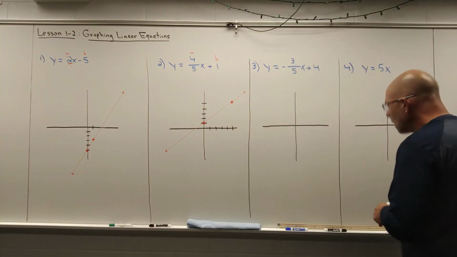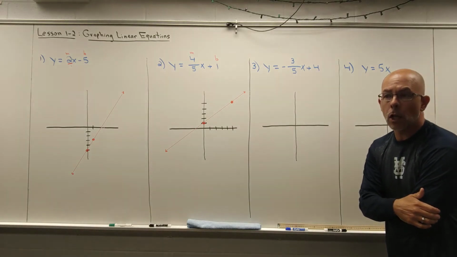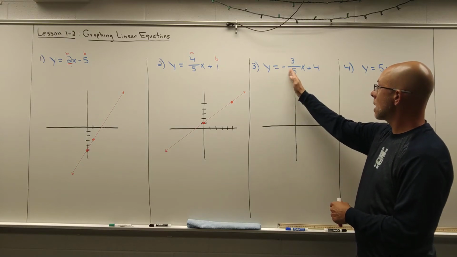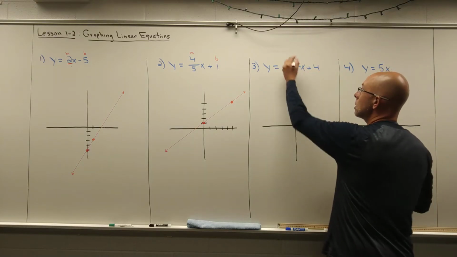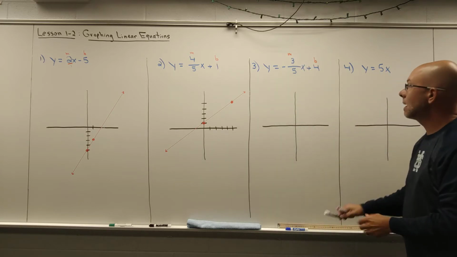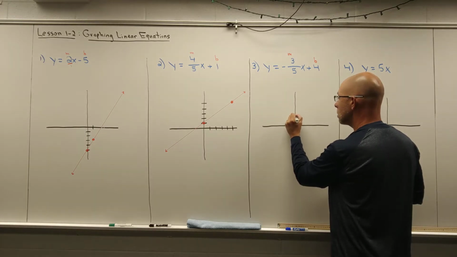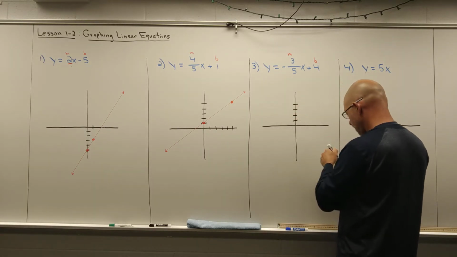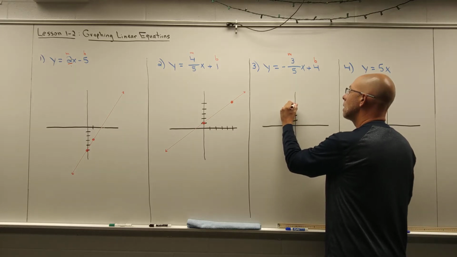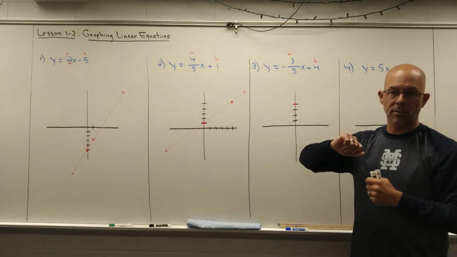Okay, now we're changing up the game here a little bit, and we have to pay close attention to this portion of the video. We still have a y equals mx plus b situation. This is m, this is b. Instantly, my y-intercept is +4. So 1, 2, 3, 4. We have a dot right there.